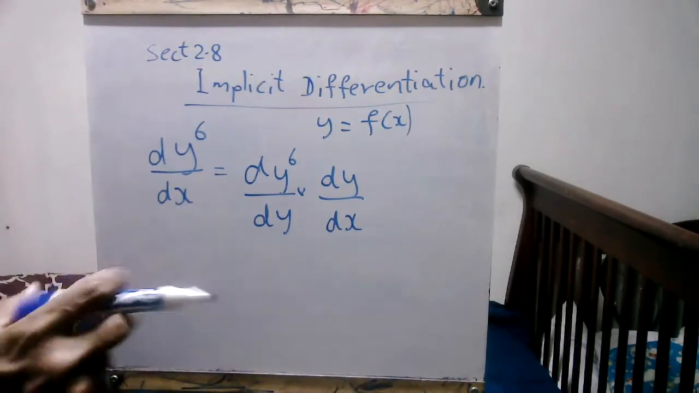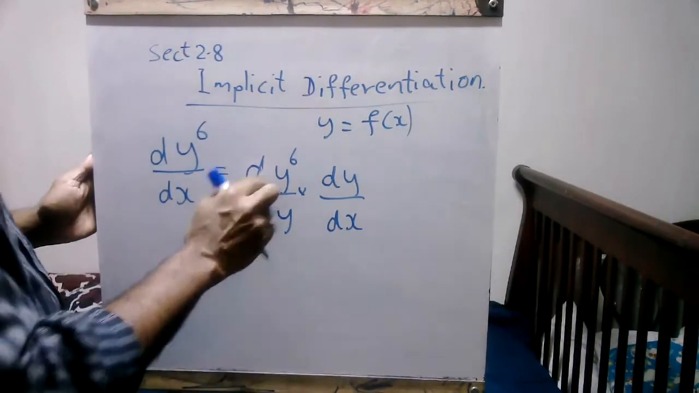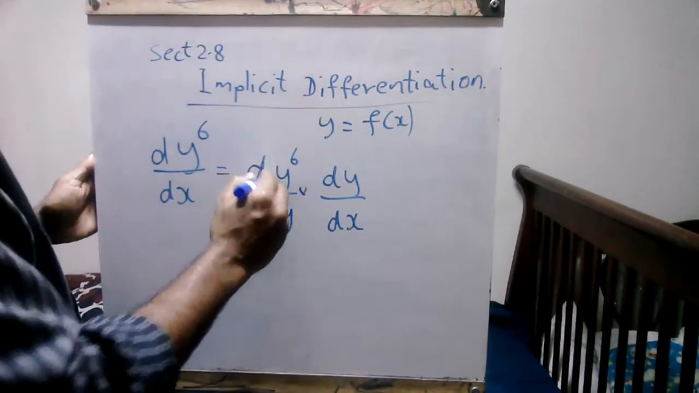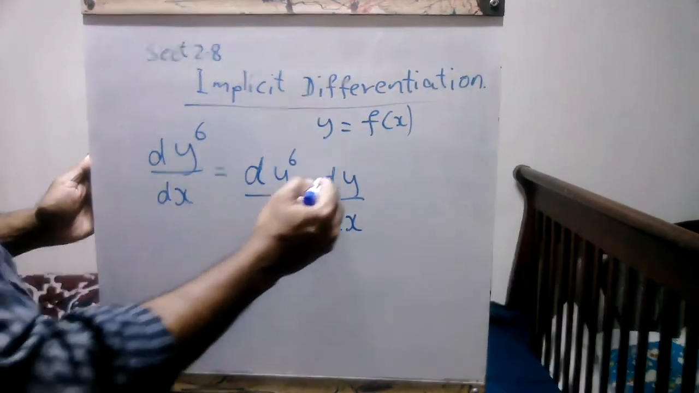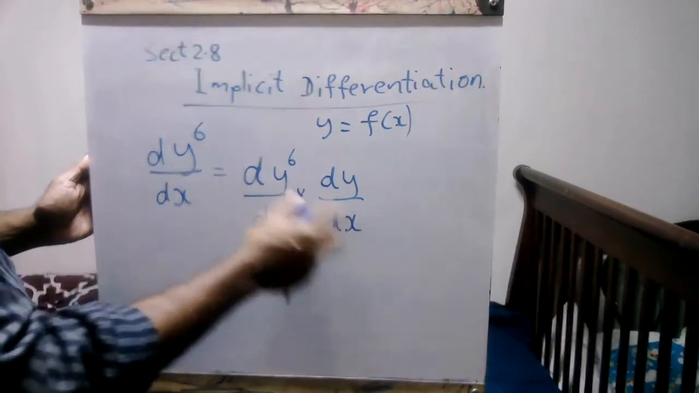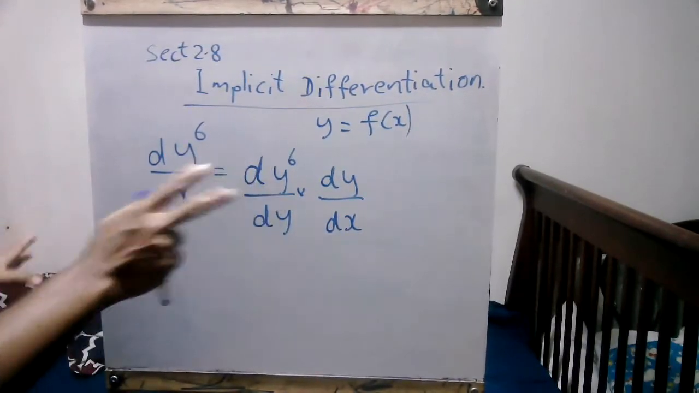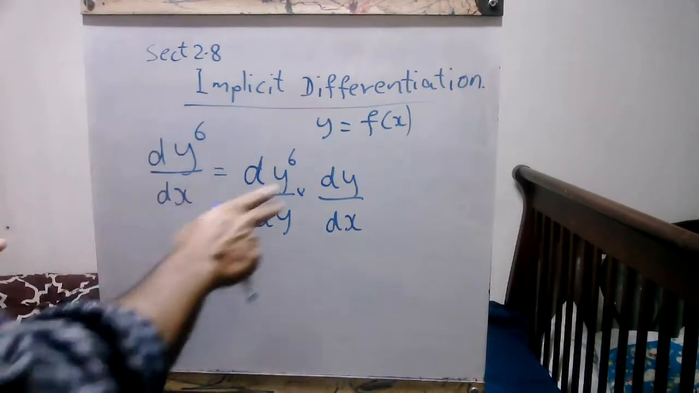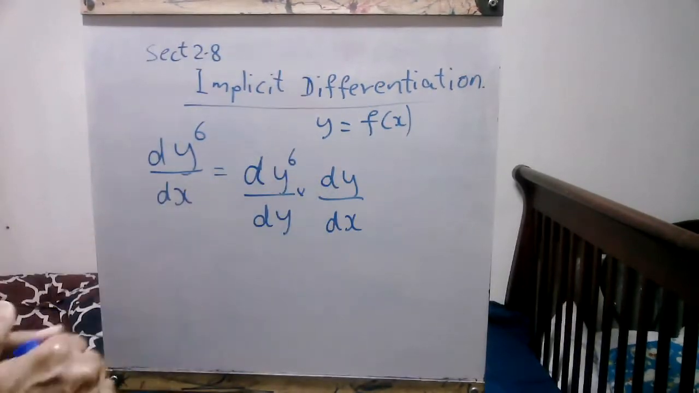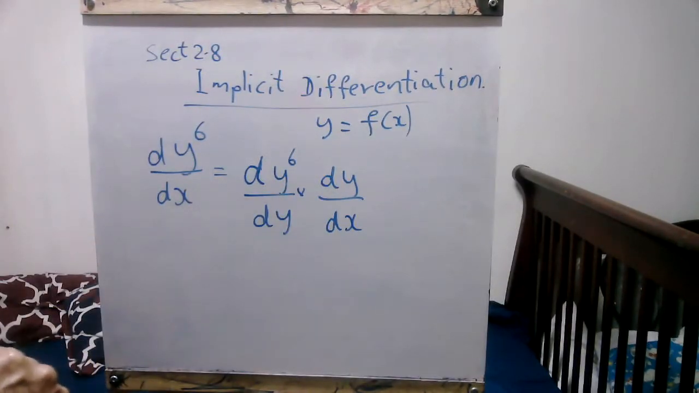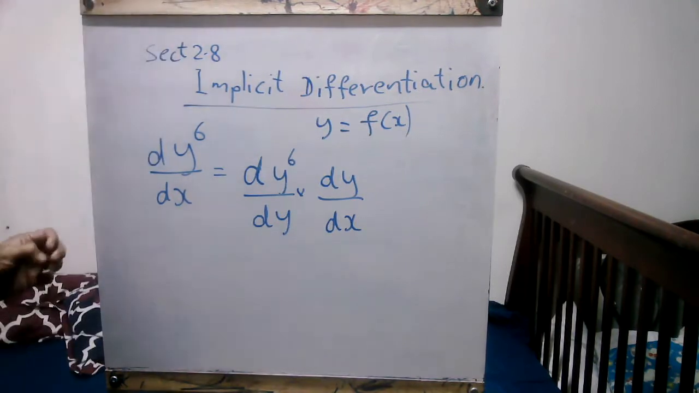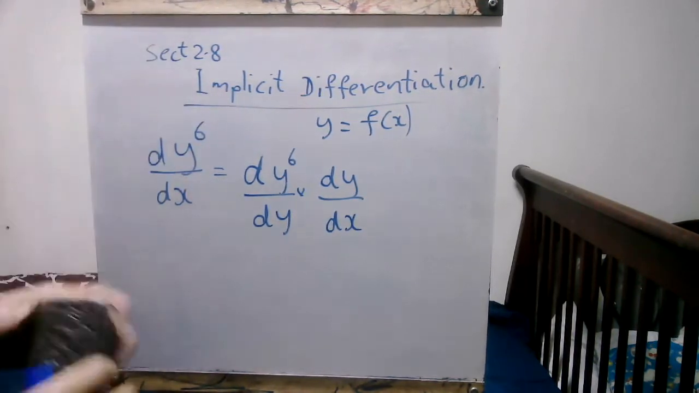Remember, at the time I taught you the chain rule, I said it is just like dy and dy cancel out, we get d(y to the 6) over dx, the same thing. It is just like that, but it is not actually cancelling. This is called the chain rule, right? So we are going to use this.